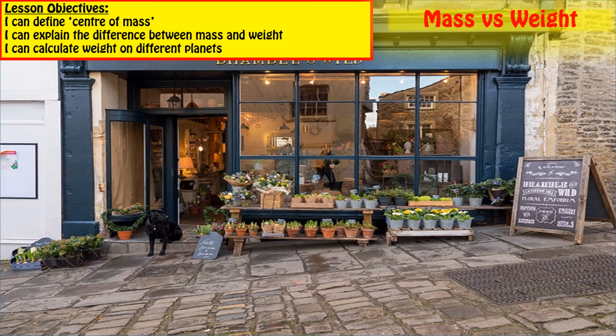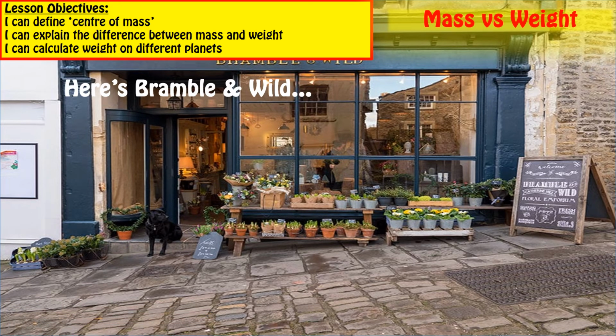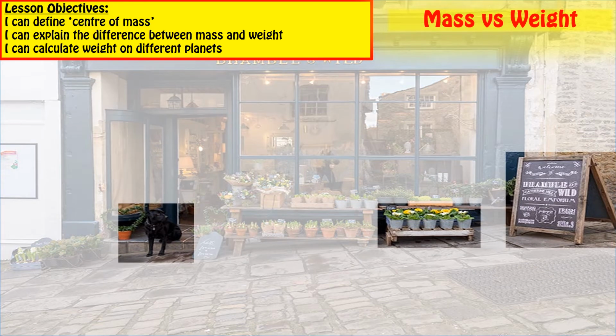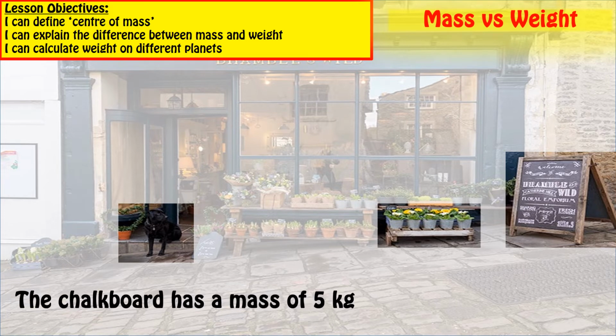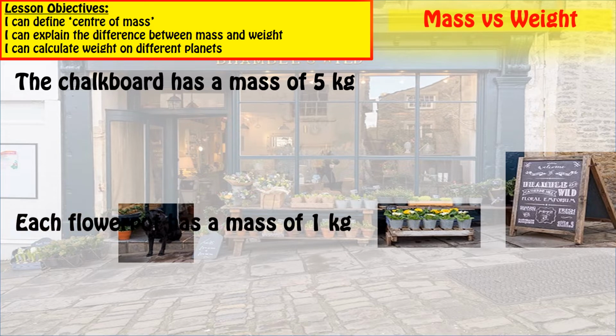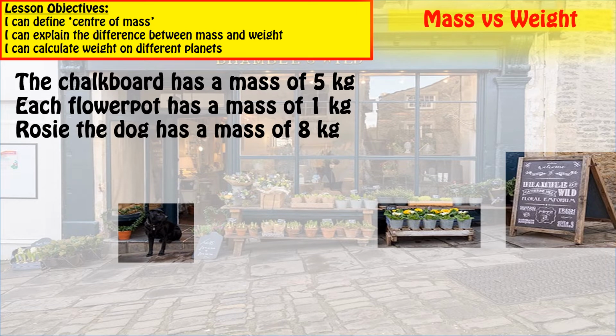So here's somewhere you might recognise. Bramble and Wild, nice for a flower shop this one. So this time you're going to have a go at calculating some weights for me. Sweet little dog there. I think she's called Rosie. Got some flower pots and we've got a notice board. So the chalkboard has a mass of 5 kilograms. Each flower pot has a mass of 1 kilogram, and Rosie the dog has a mass of 8 kilograms.